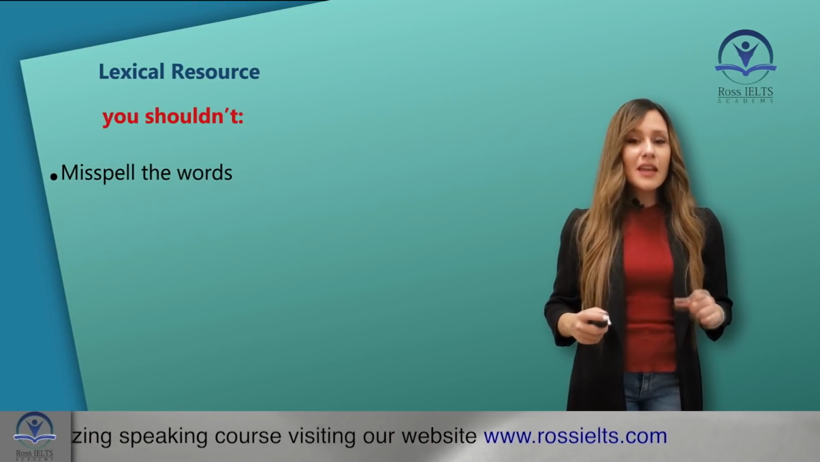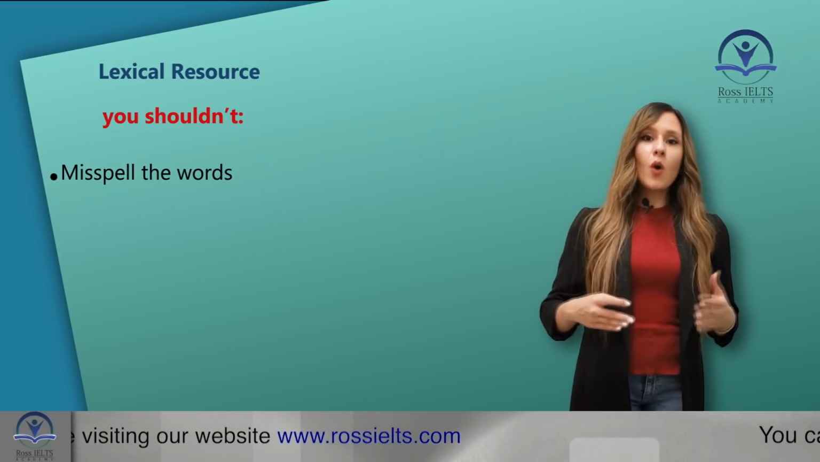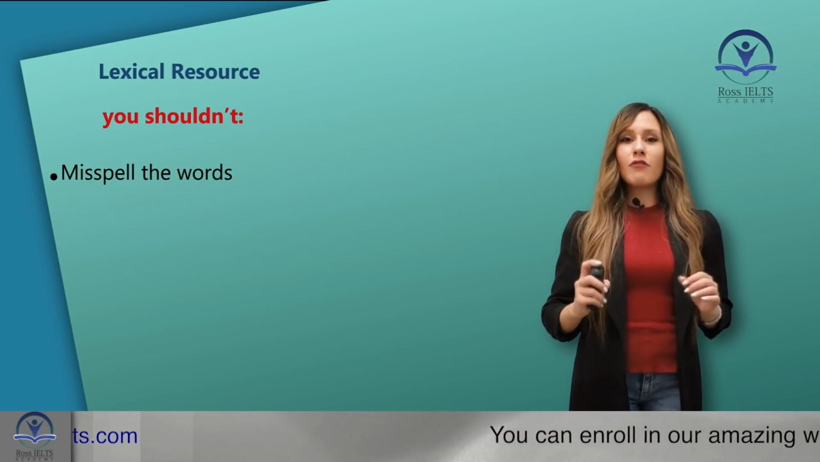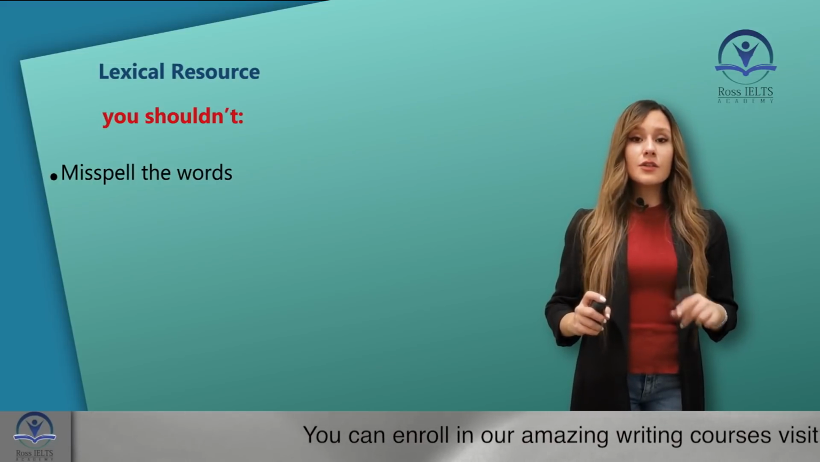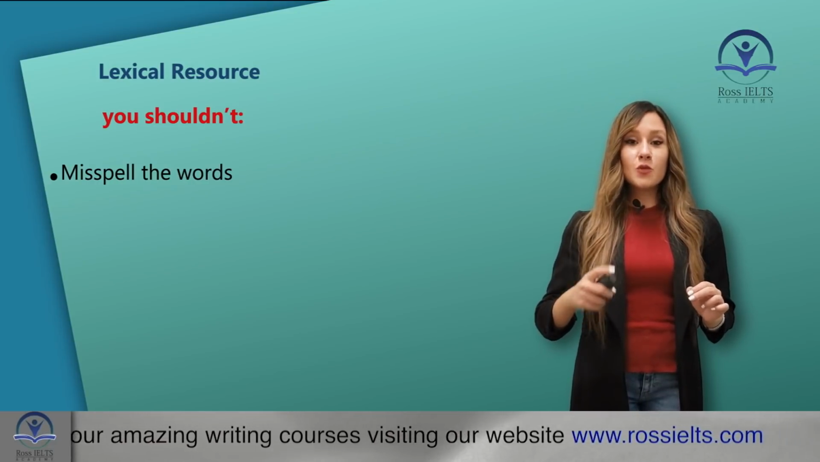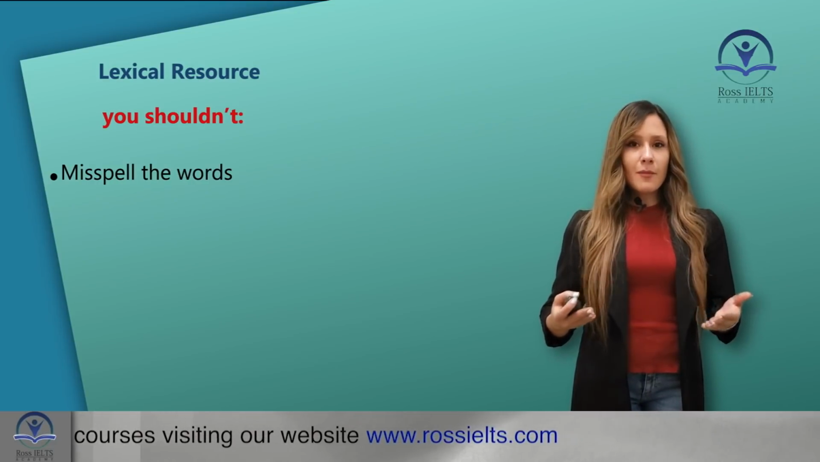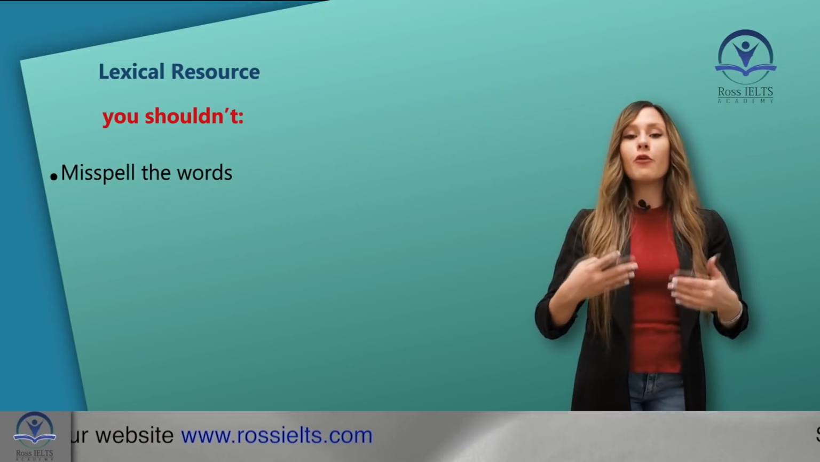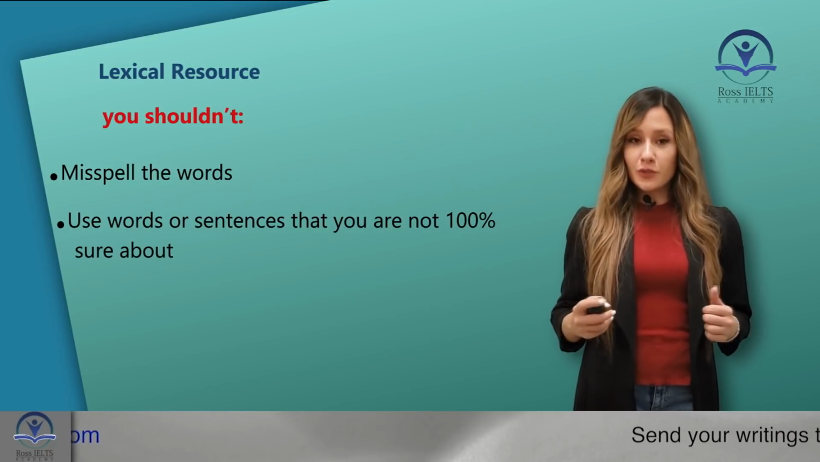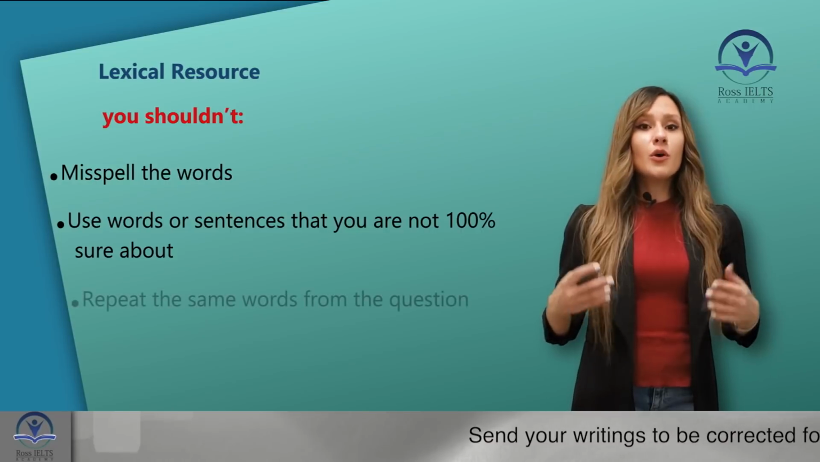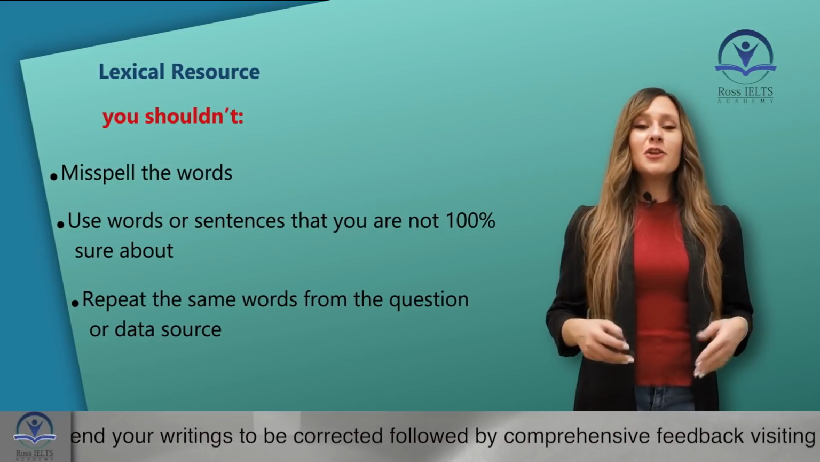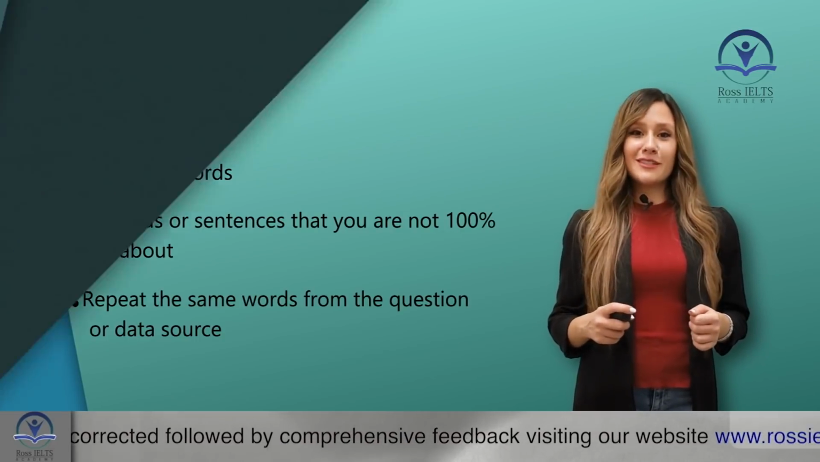So, you shouldn't misspell the words. As I mentioned earlier, it is more important to be error-free, only using what you are totally sure about. So, be careful with the spelling of the words, how you write them, because you are likely to misspell several words as you are writing very quickly. To avoid that, leave yourself enough time at the end of the task to revise the writing for spelling errors. Don't use words or sentences that you are not 100% sure about. Don't repeat the same words from the question or data source. Instead, you should paraphrase by using direct synonyms.